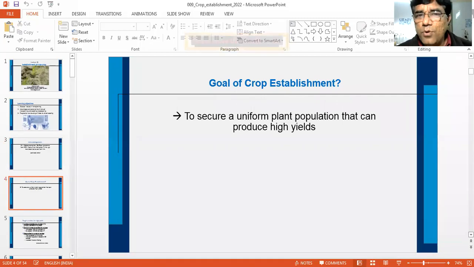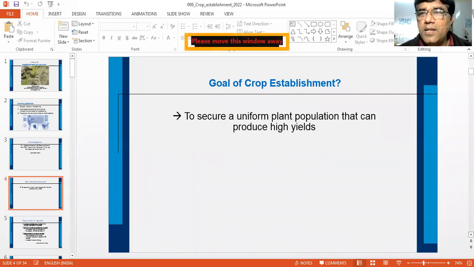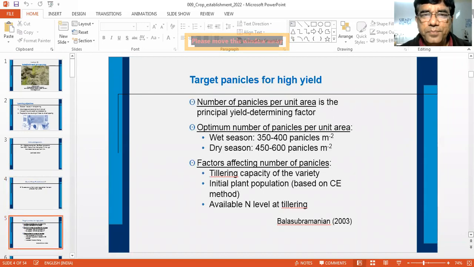So what is the overall goal or main aim of the crop establishment in rice? To secure a uniform plant population that can produce high yield. You want high yield, and definitely plant population has a role to play in high yield. So you want uniform population and ideal population. So how to get it? That should be the objective of the crop establishment in rice.